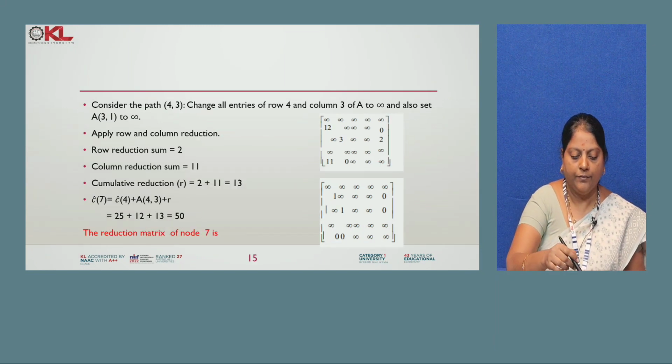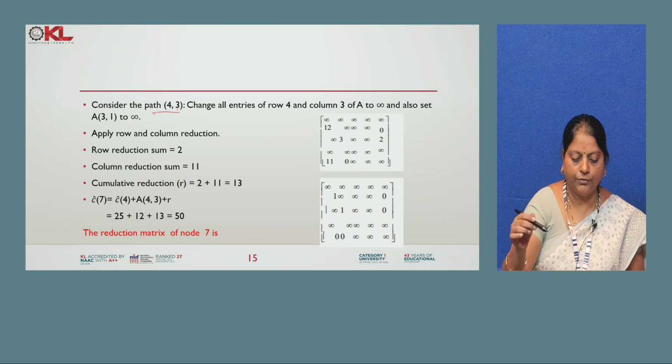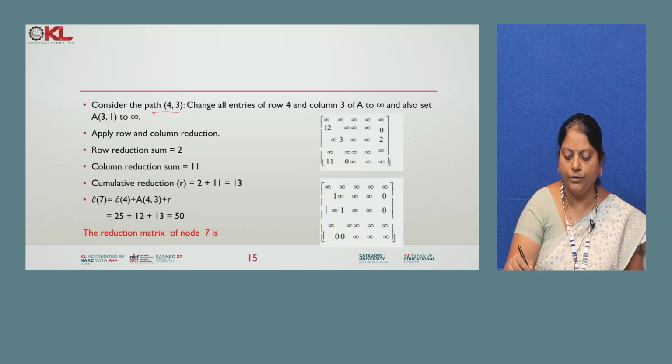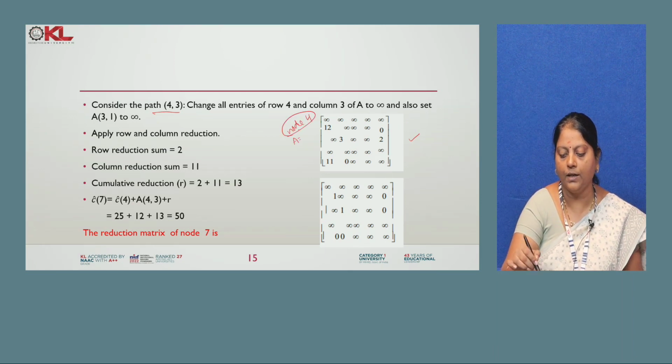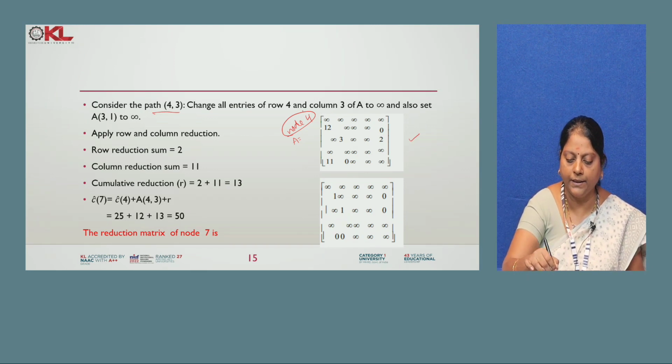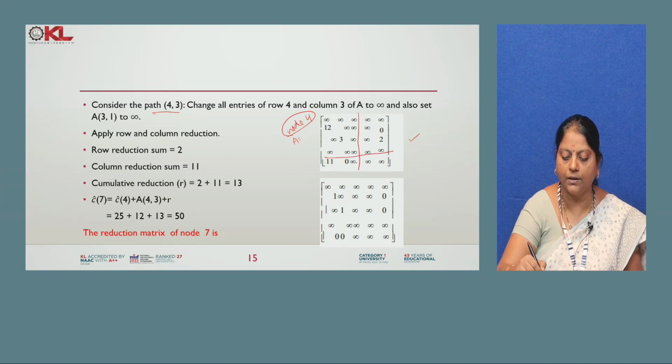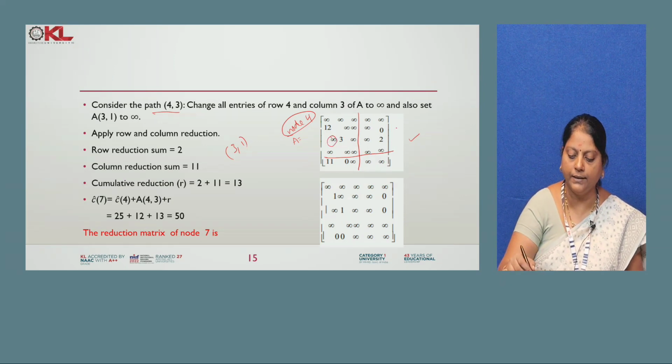Next, find the path cost for the path 4 comma 3. Okay, so we have to consider what is this one. This is the reduced cost matrix of node 4. So then what we have to do, make 4 3, meaning the fourth row and third column elements, infinity, and we have to set 3 comma 1 also infinity. 3 comma 1 means the third row, first column element is also set to infinity, and then apply row reduction and column reduction.